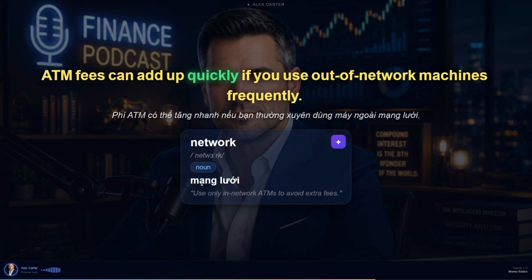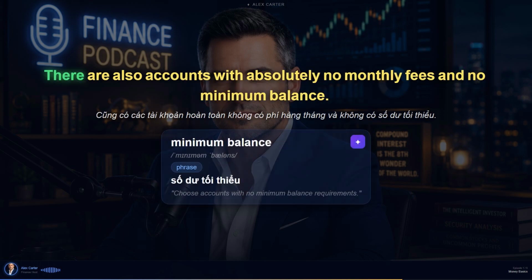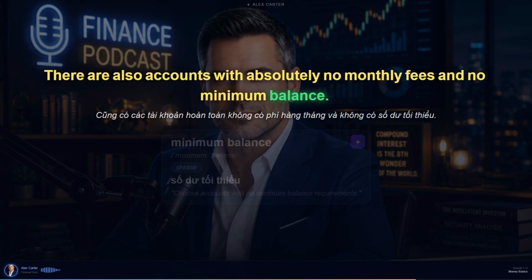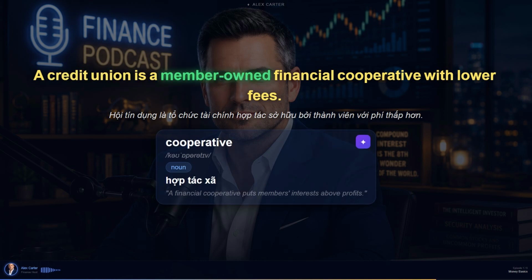ATM fees can add up quickly if you use out-of-network machines frequently. Many online banks reimburse ATM fees, which is a significant perk. There are also accounts with absolutely no monthly fees and no minimum balance. These no-fee accounts are widely available at credit unions and online banks. A credit union is a member-owned financial cooperative with lower fees.